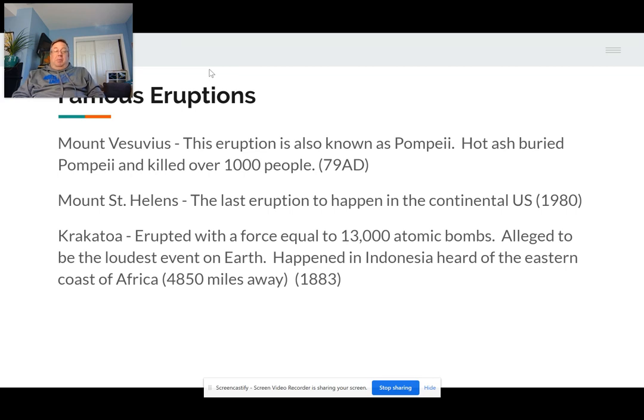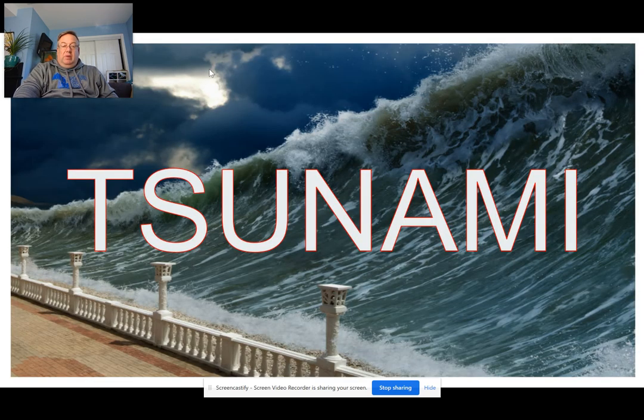Can't even imagine the amount of power that it took. Luckily, it was on an isolated island at a time where the population wasn't that great. Indonesia now has a large population, which could have been a problem if that happened today. Okay. And then finally, tsunami.